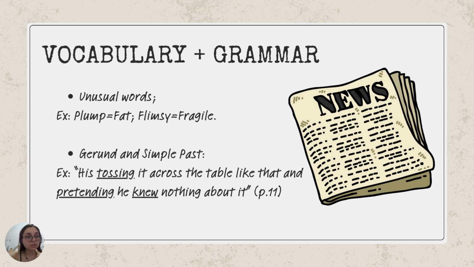So the verb tossing and the verb pretending, those verbs are in the gerund, and the verb knew is in the simple past. A gerund verb is when we are doing an action right now. So, for example, I'm talking right now. This is an action in the gerund. And he knew, this action is in the past. So, it's an action that was done in the past.